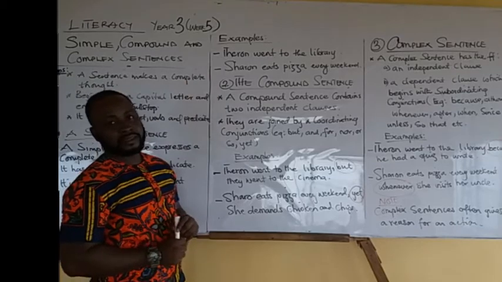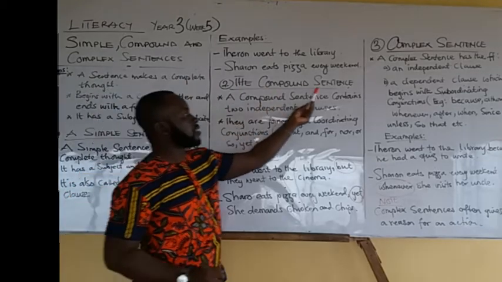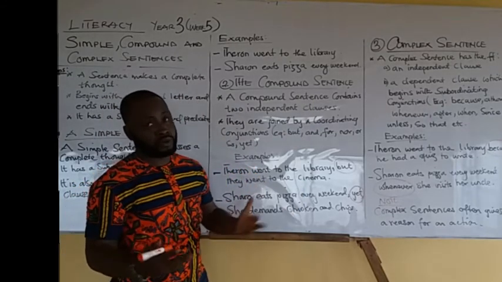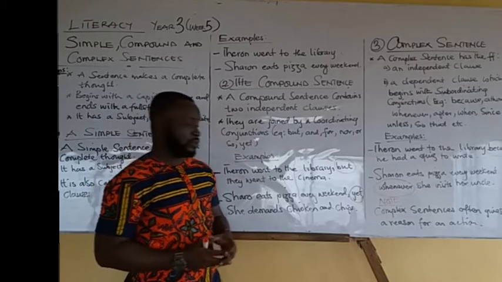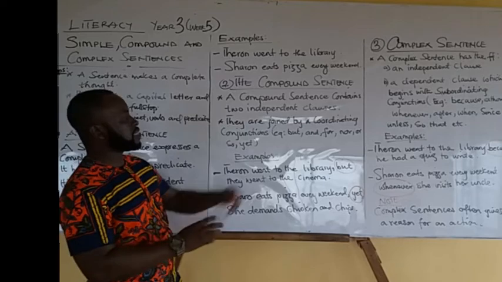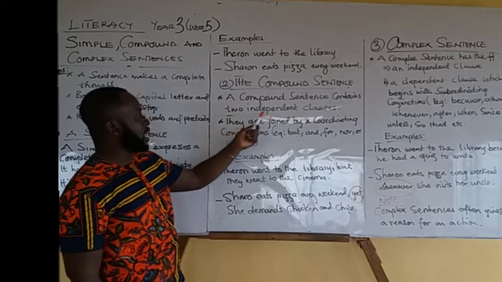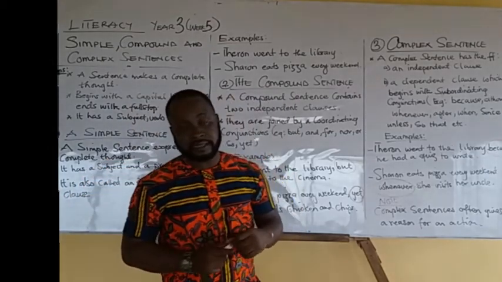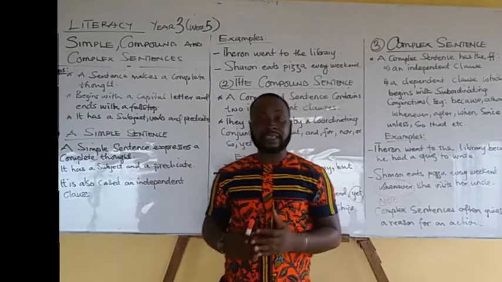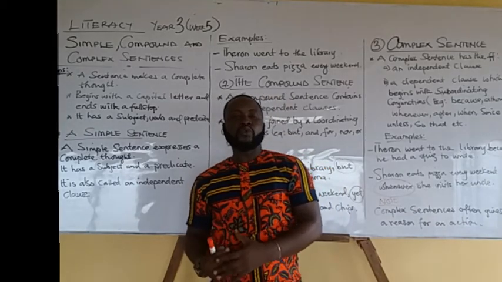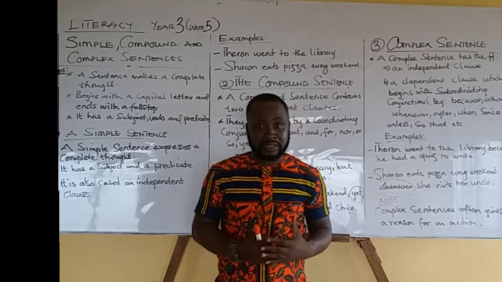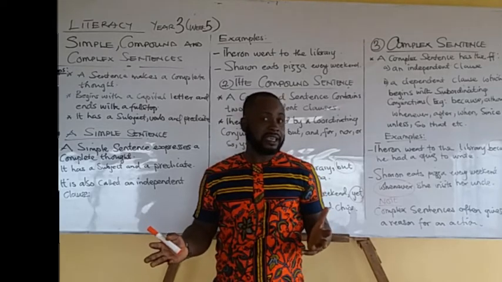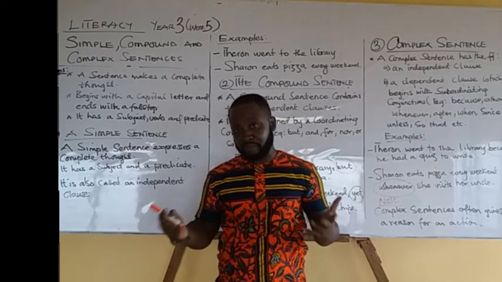Let's go to our next kind of a sentence, that is the compound sentence. When we say a compound, it means more than one or two. I hope you got that. Good. Now, a compound sentence contains two independent clauses. Do you remember when we were talking about a simple sentence? We said that a simple sentence is an independent clause. So when we are talking about a compound sentence, it means a sentence that has two of the simple sentences. That is how you understand it in the simplest form. Okay?